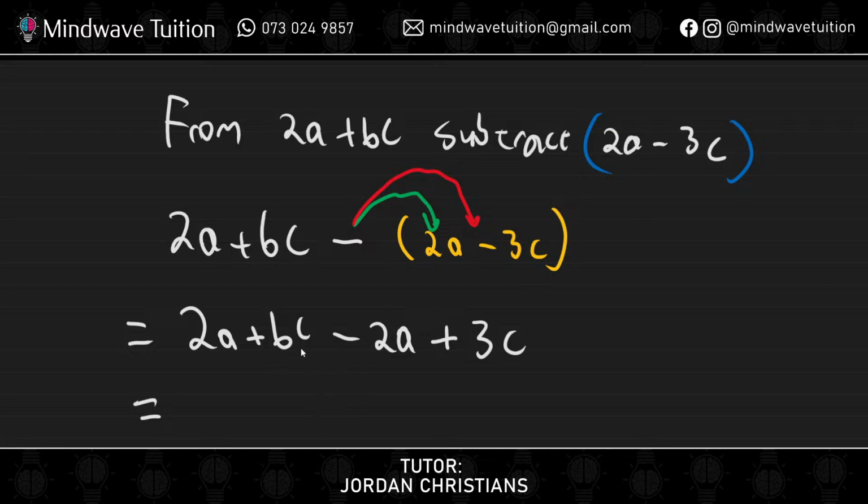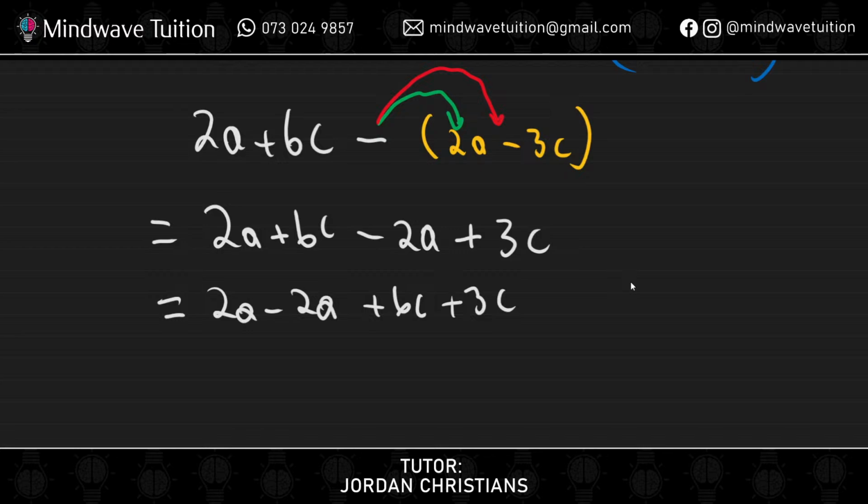So let's just do some rearranging so that we can subtract it easier. 2a. There's another a here, so we'll say 2a minus 2a. Then with the c, we have a 6c and the 3c here, so we'll say plus 6c plus 3c. So 2a minus 2a will just give us 0. And 6c plus 3c will just give us 9c. So the answer will just be 9c.